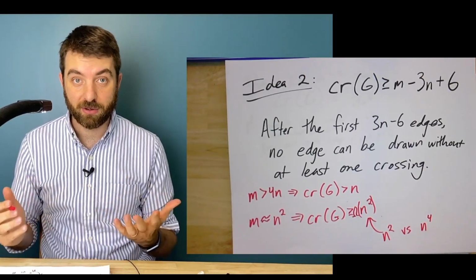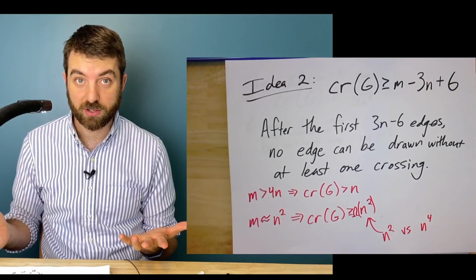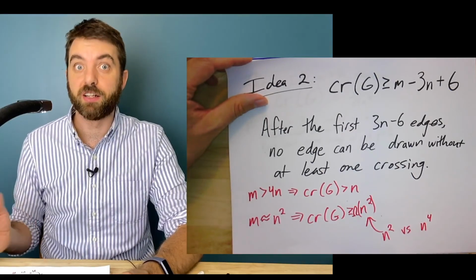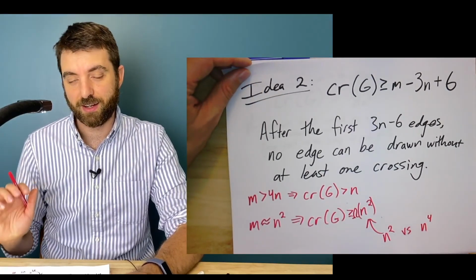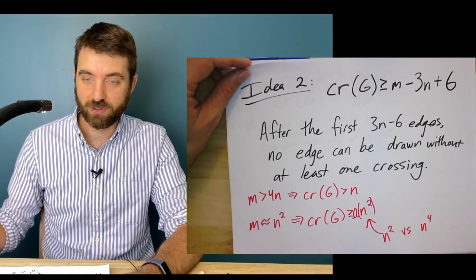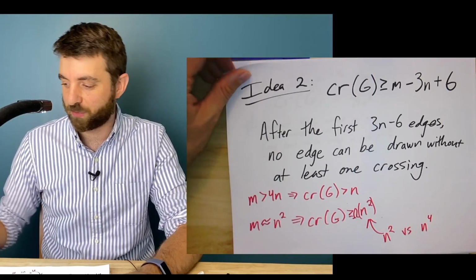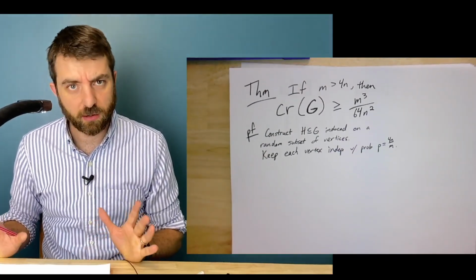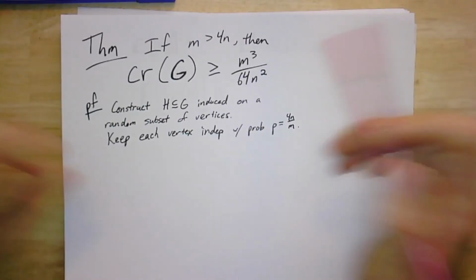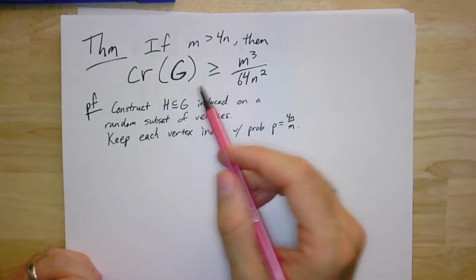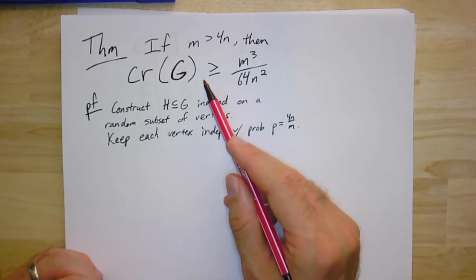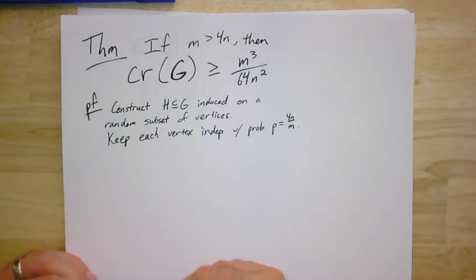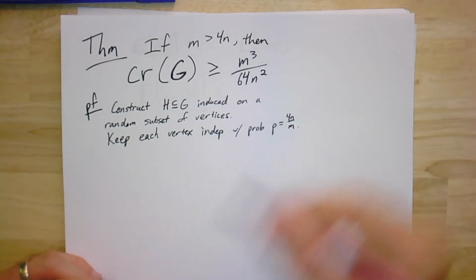So in order to get a lower bound on the crossing number that is bigger than quadratic, I'm going to need a new idea. And I'm going to show you a proof that's quite beautiful, quite surprising, and uses a really clever idea. So here's how you might do this. Here's the theorem first. The theorem is, if I have at least 4n edges, then the crossing number is greater than or equal to m cubed over 64n squared.